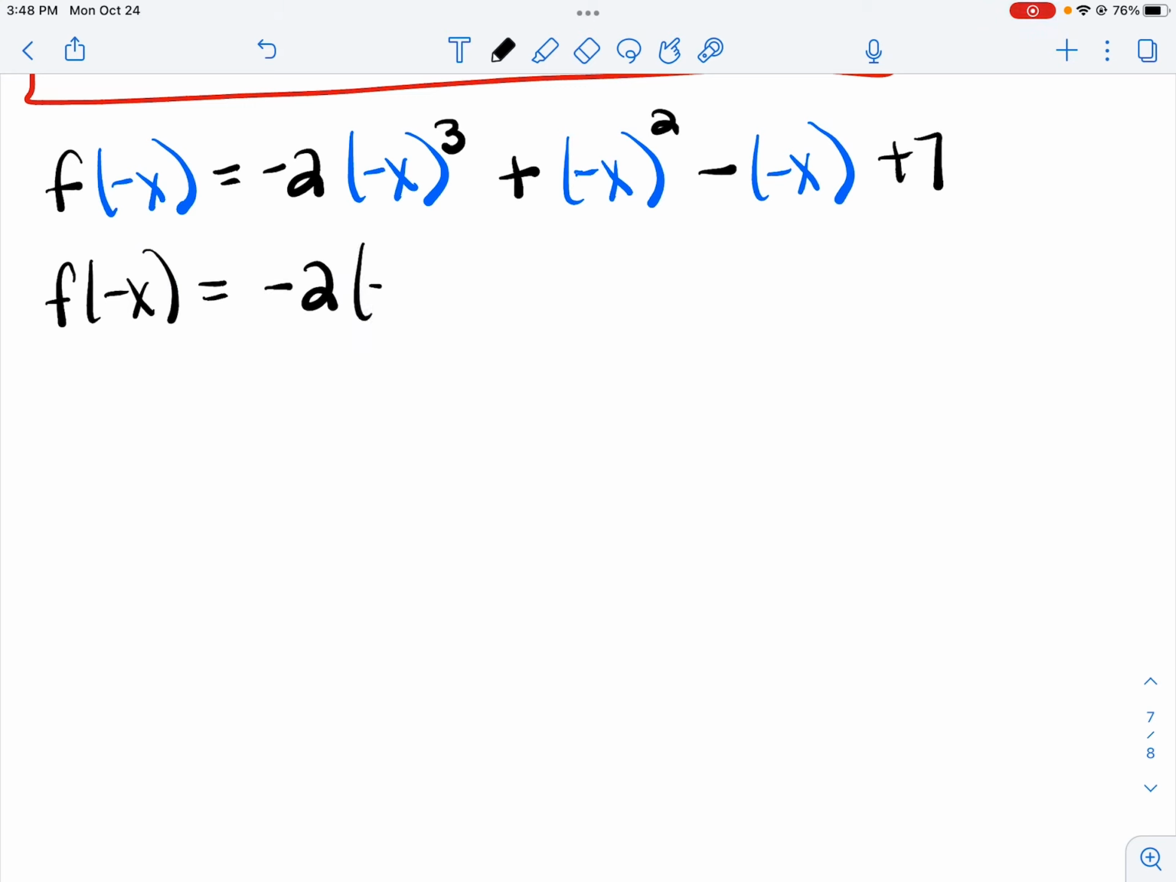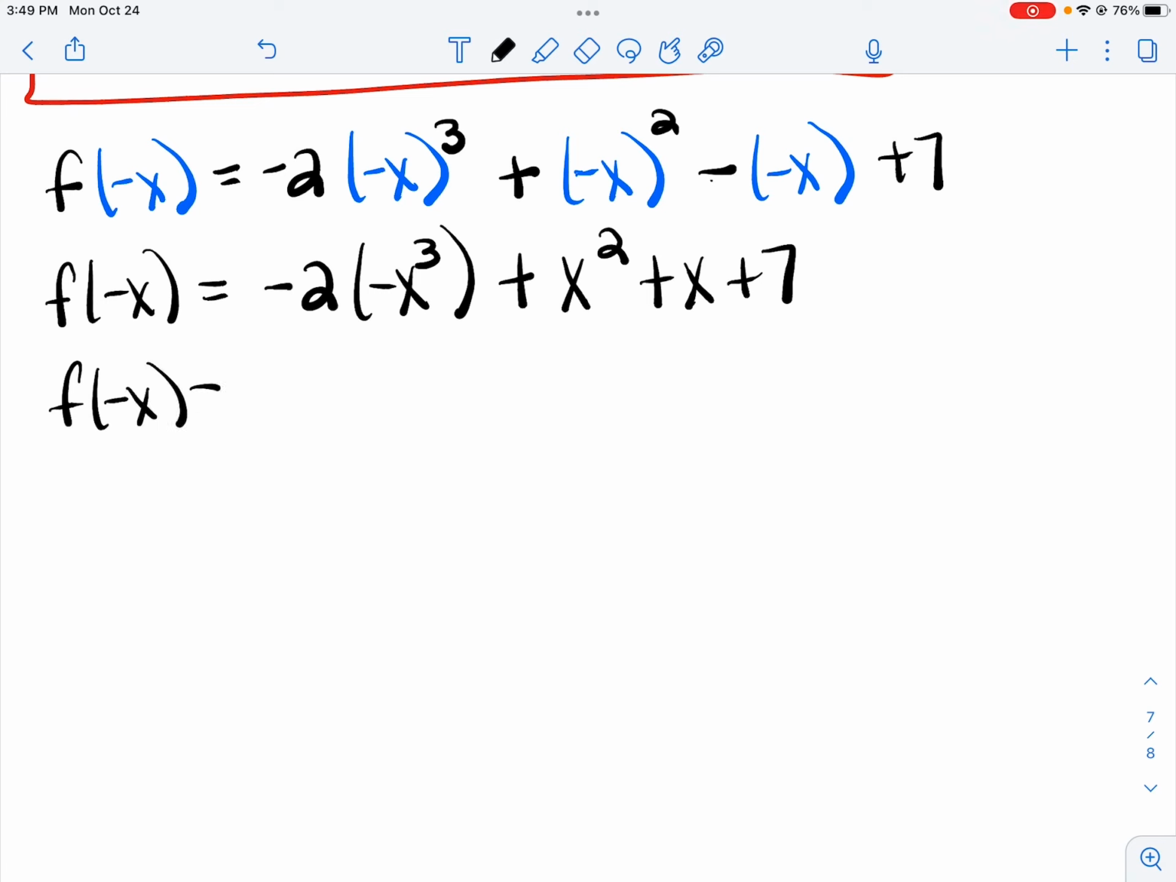Remember, when we cube a negative, our answer is still negative, so that would be negative x cubed. When we square a negative, it becomes positive, so we have x squared. Negative times negative is a positive x, and don't forget about that plus 7 at the end. Negative 2 times negative x cubed is positive 2x cubed.